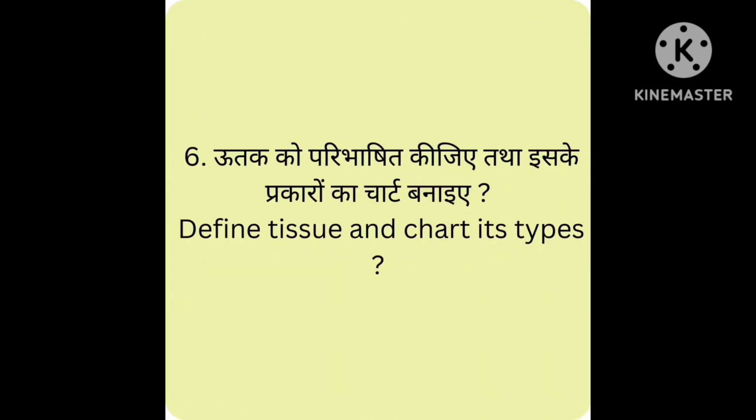Now your sixth question is ऊतक को परिभाषित कीजिए तथा इसके प्रकारों का चार्ट बनाइए. Define tissue and chart its types. So a group of cells which have the same structure and function is called tissue, as you know. There you can write plant tissue and animal tissue, which have so many types, so you can make a chart about it.